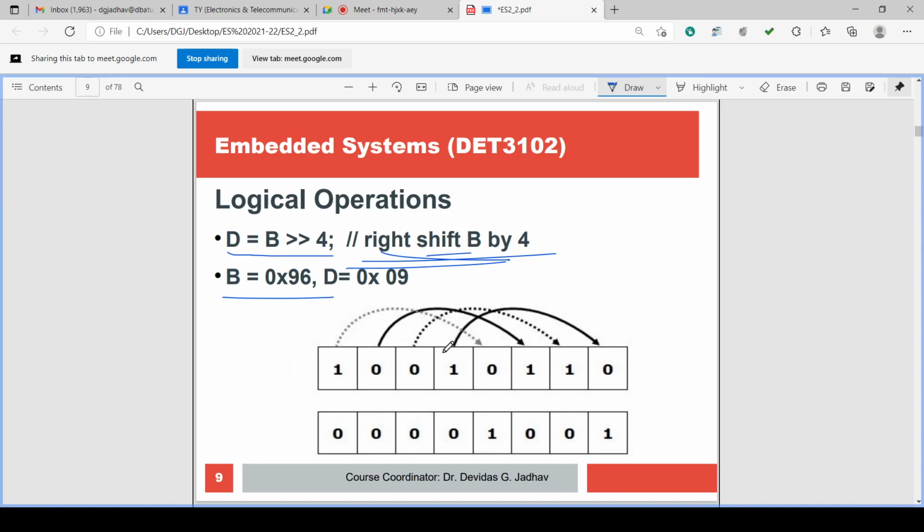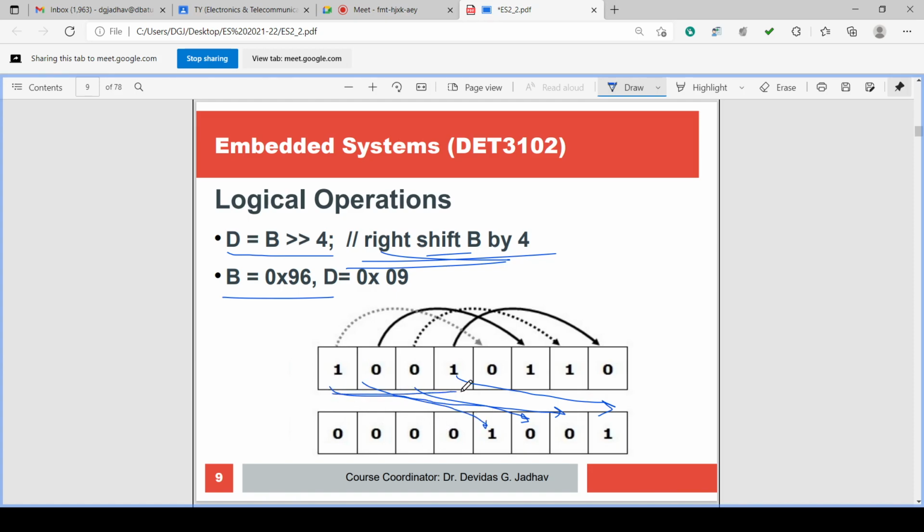1, 2, 3, 4 shifts. Each bit moves 1 shift, 2 shift, 3 shift, 4 shift. So this 1 goes here, 4 shifted. This 0 goes here, 4 shifted. This 0 goes here, 4 shifted. And this 1 goes here, 4 shifted.